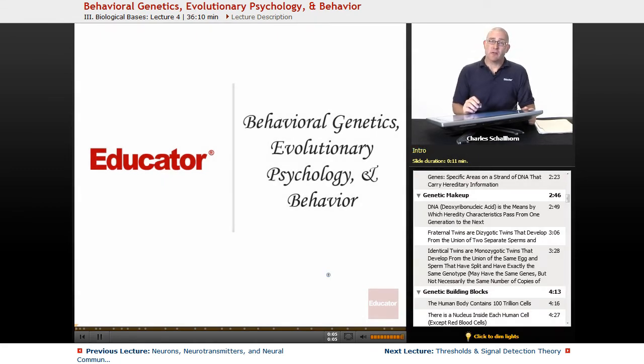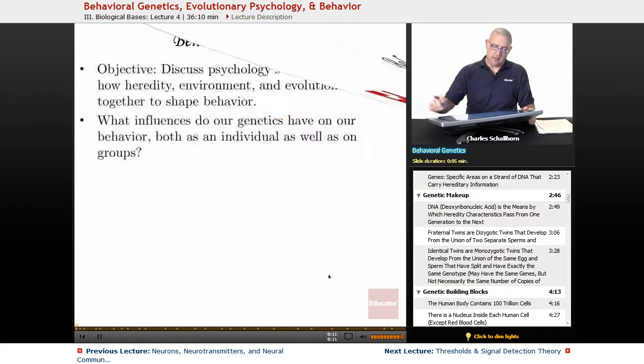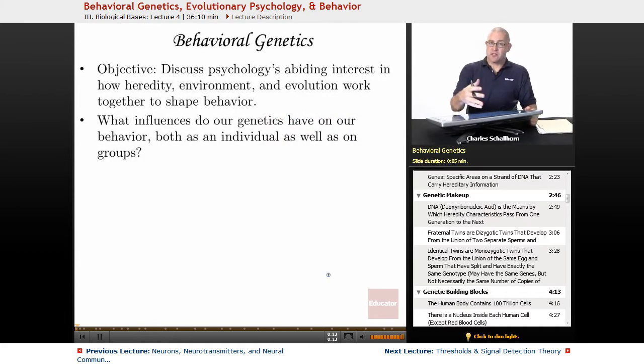This particular lesson we're going to be looking at behavior genetics, evolutionary psychology, and behavior. Behavioral genetics, this is from the AP instruction guide. The objective is to look at psychology's abiding interest in how heredity, environment, and evolution work together to shape behavior. And what influences do our genetics have on our behavior, both as individuals as well as groups? So those are our overall overarching objectives for this particular unit.